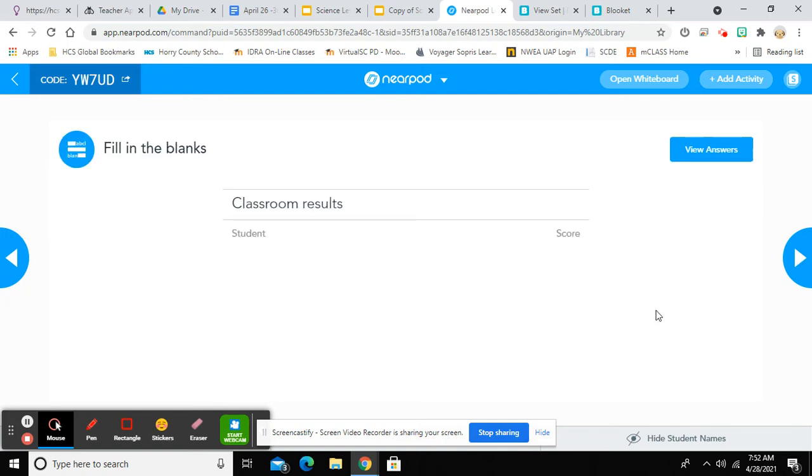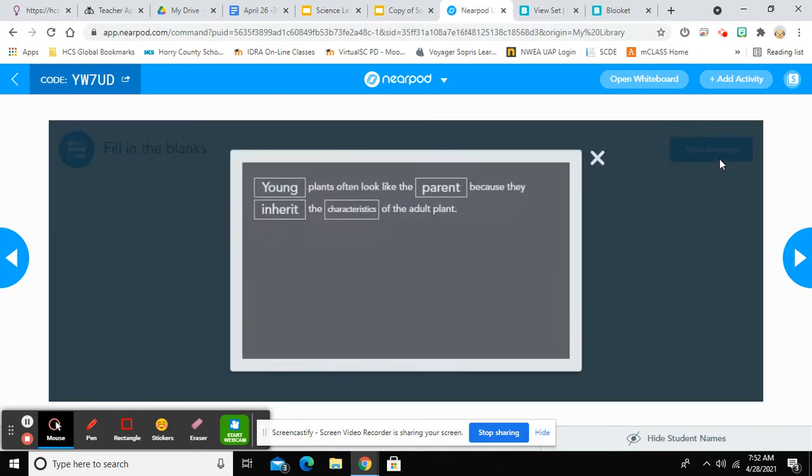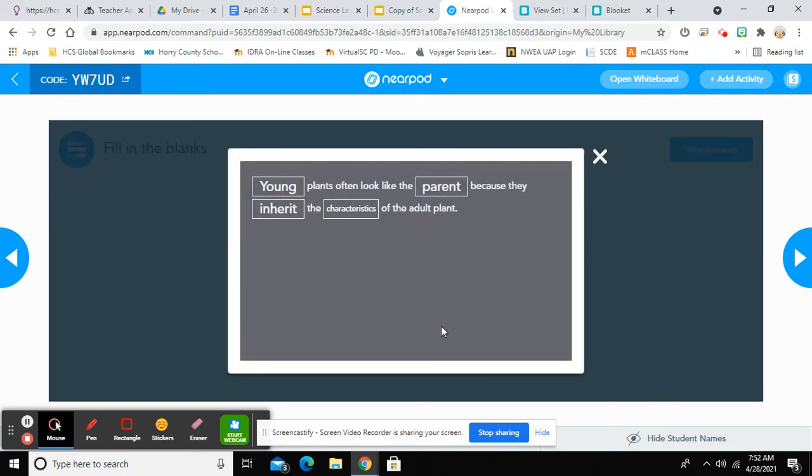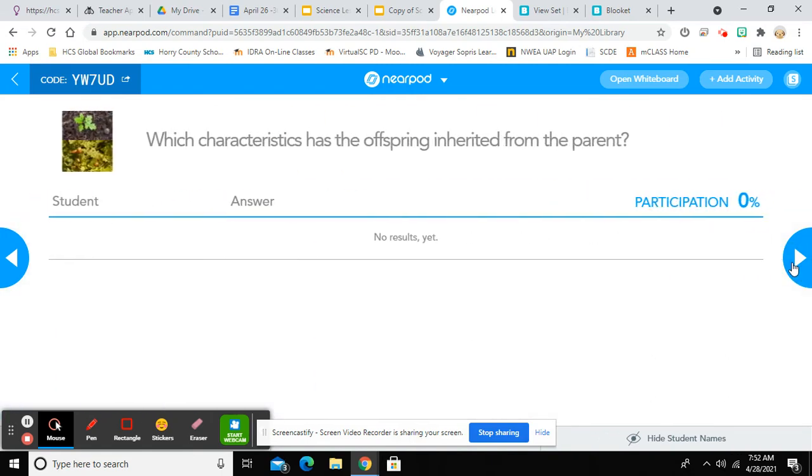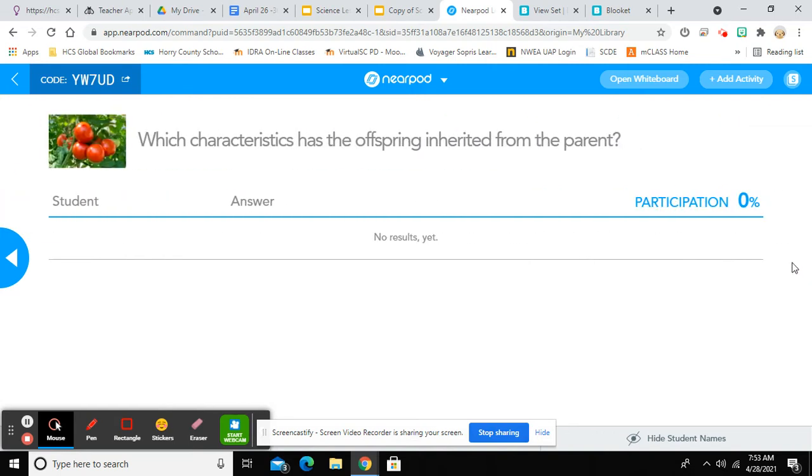Okay, now you're going to have a fill in the blank. Young plants often look like parent because they inherit the characteristics of the adult plant. Which characteristics has the offspring inherited from the parent? It'll show you on your screen what you need to do. Which characteristic has the offspring inherited from the parent, from the tomato plant?